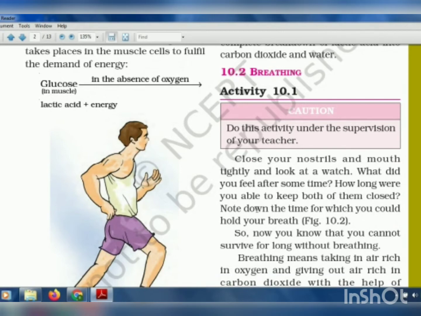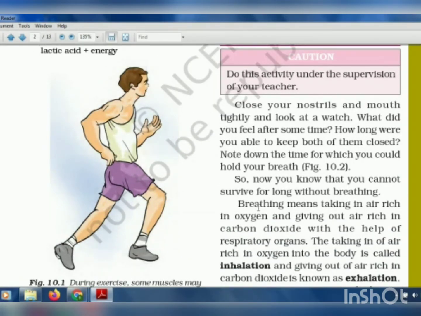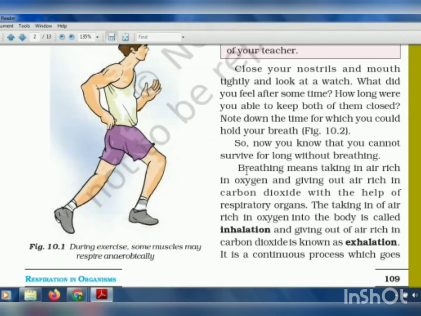Now, what is breathing? We know that we are taking in air and giving out air, and we call it breathing. So the definition of breathing: breathing means taking in air rich in oxygen and giving out air rich in carbon dioxide with the help of the respiratory organs. There are many organs which help in breathing, and they are all considered respiratory organs.